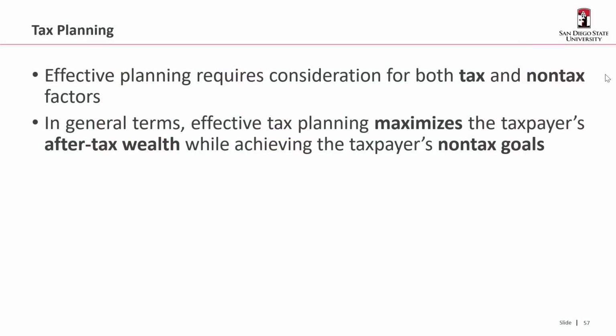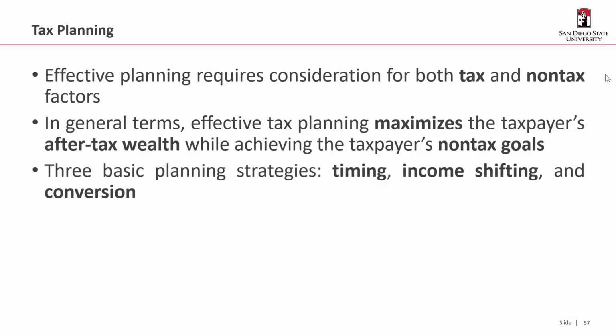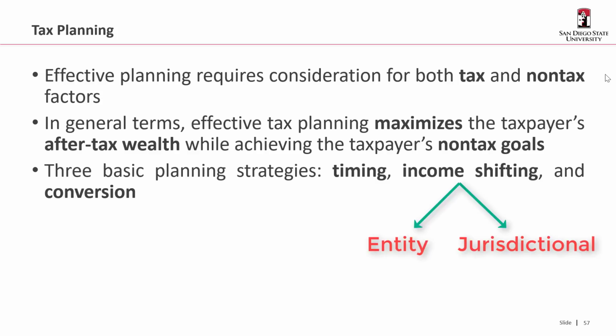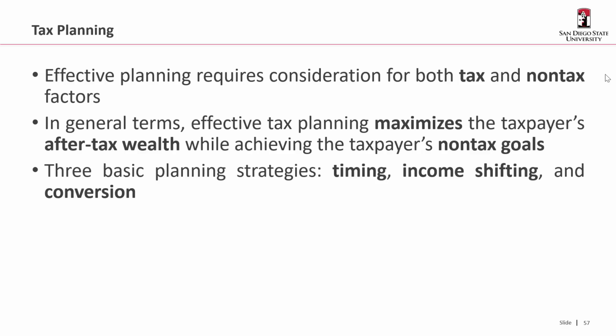In general terms, effective tax planning maximizes the taxpayer's after-tax wealth while achieving the taxpayer's non-tax goals. And I'm going to pursue this in three basic planning strategies: timing, income shifting, and conversion. And income shifting you could use as either entity shifting or jurisdictional shifting, but I think going through one so readily explains the other, it doesn't require that much effort.